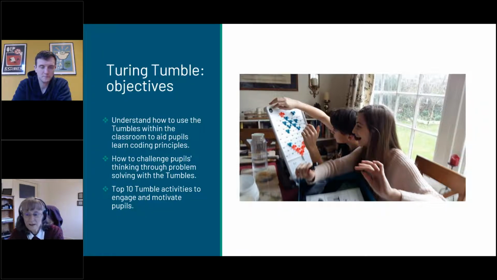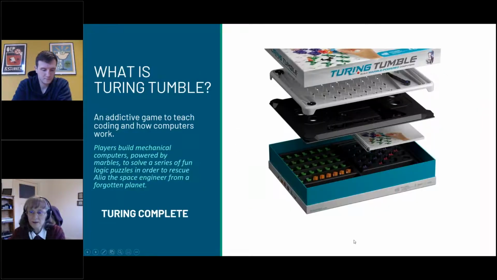So what is it? Well, it's basically a marble-powered computer. You can see in the box here, you have a board, you have a stand for it, you have a puzzle book, and I'll talk a bit more about that later, and you have various bits that you end up putting on the board. The thing about the puzzle book is that it builds on concepts as you go through, but it does it in a very fun way. It's a graphic art illustration of somebody trying to solve problems in space.